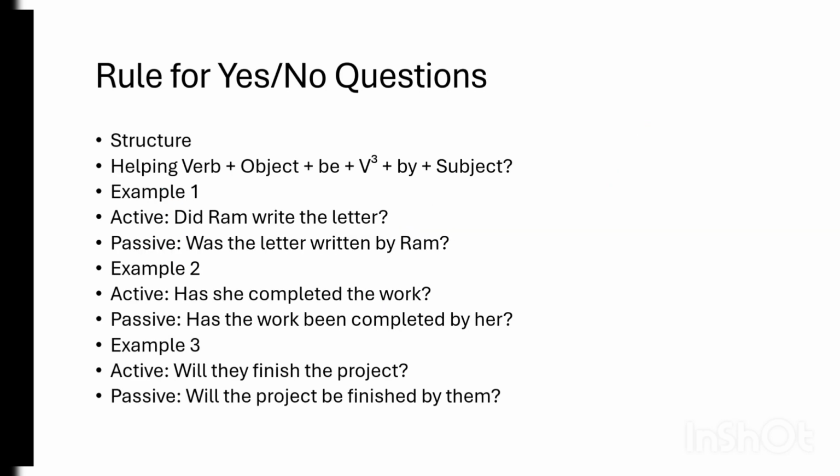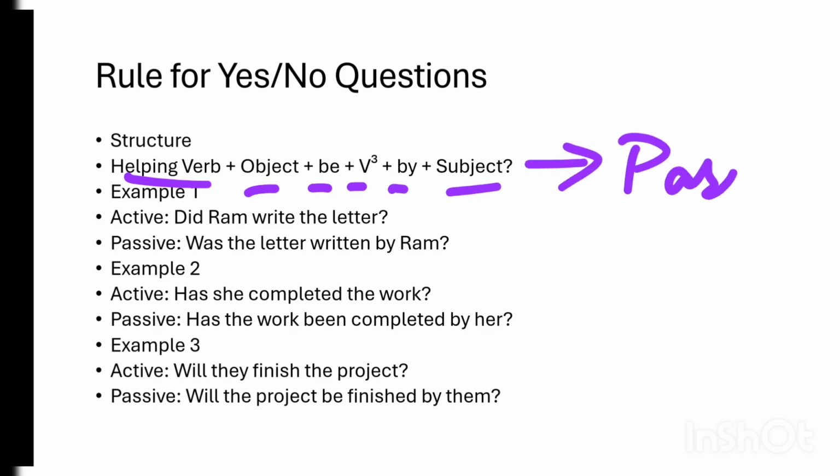Now, what is the rule for a yes or no question? Whenever you get a yes or no question, the structure is: the helping verb will come first, then the object, then be, then V3, then by, then the subject. This is the structure of passive voice. All right, now an example is given here. Did Ram write the letter? This is active voice. It is a close-ended question.